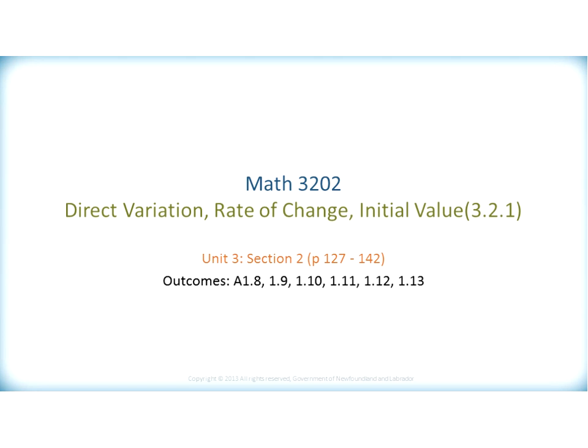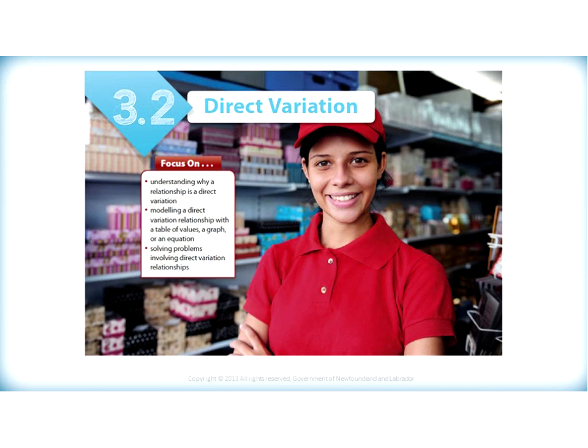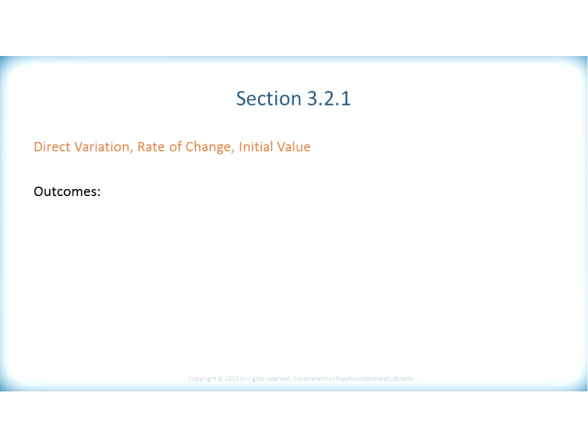In this lesson, we're going to look at the concept of direct variation, as well as looking at rate of change and initial value. And we're going to look at understanding why a relationship may be a direct variation. Then we're going to look at modeling a direct variation relationship using a table of values, a graph, or an equation. And we're going to solve problems involving direct variation relationships.